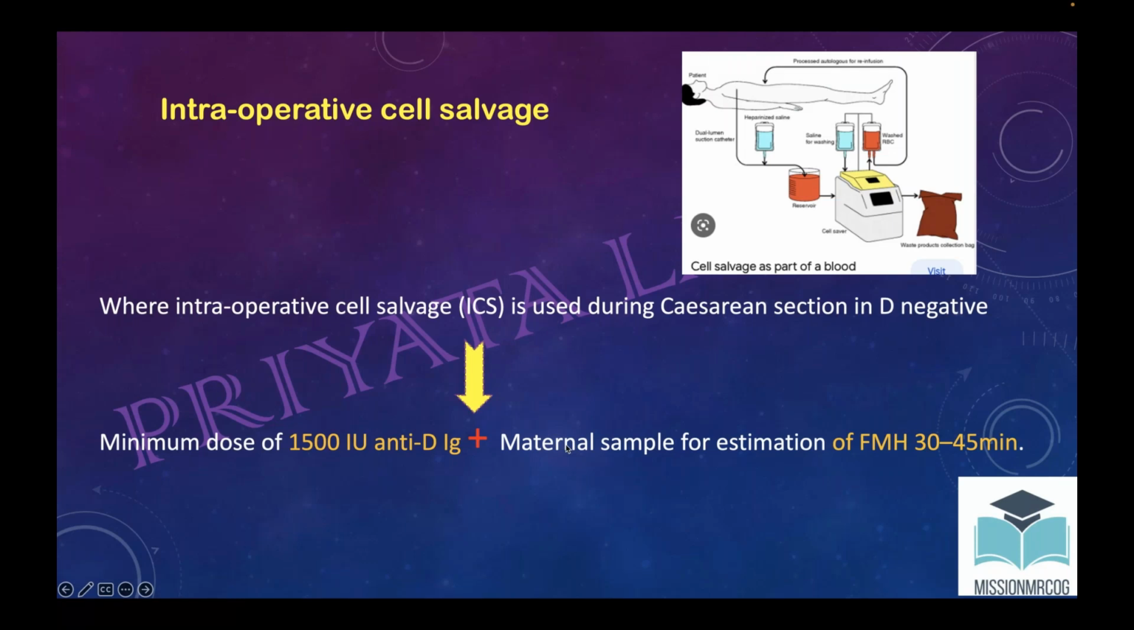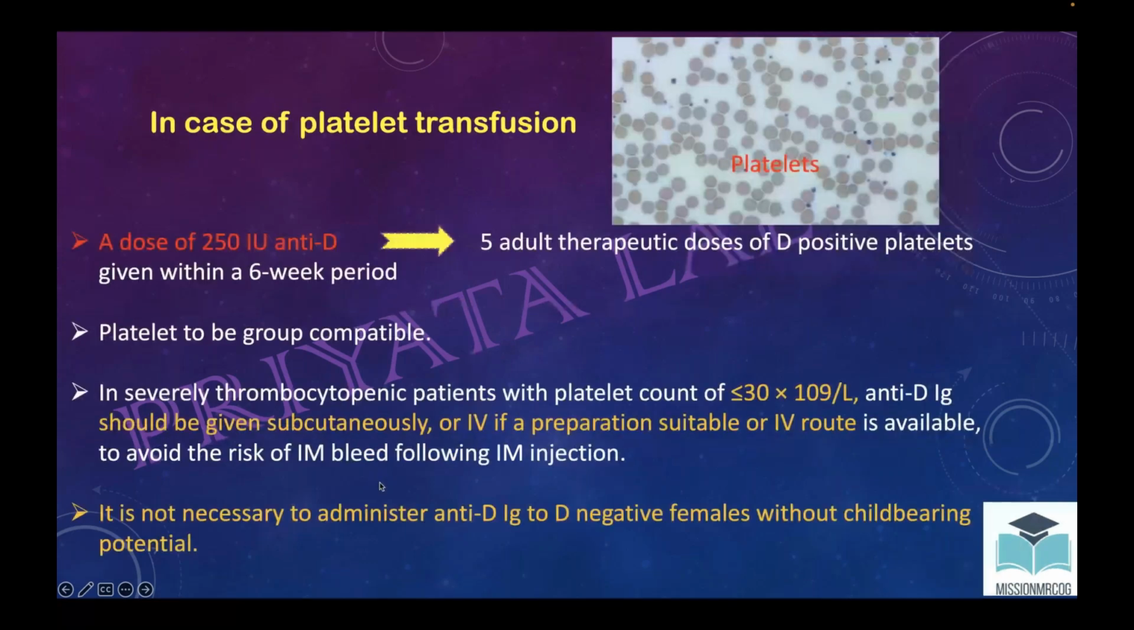So yeah, in platelet transfusion, if five therapeutic doses of RH positive platelets have been given within a 6 week period, then a dose of 250 international units of anti-D is required. Okay, and the platelet transfusion has to be group compatible.